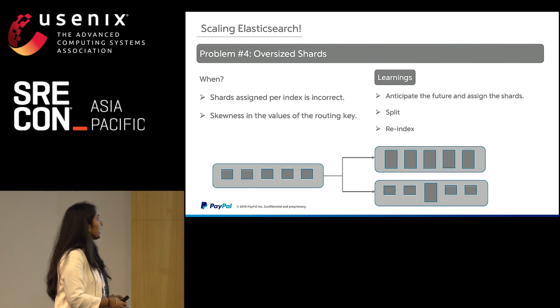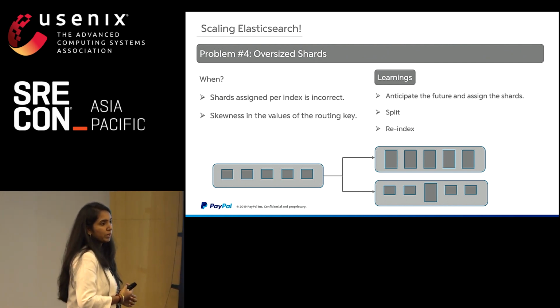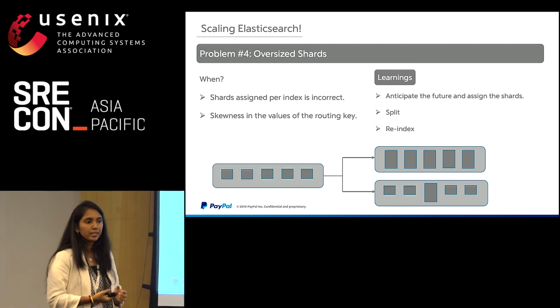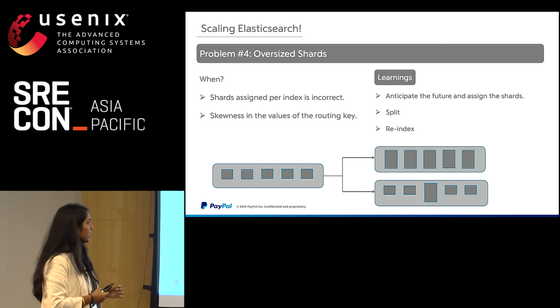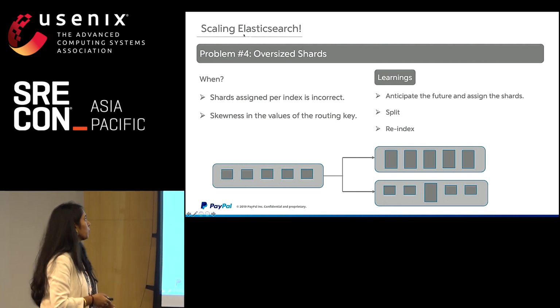The second kind of thing is the skewness in the value of the routing key. Say you are going to use a routing key to route a particular kind of documents to a given shard. Due to the imbalance in the distribution of data, there is a possibility where your shard size can grow.